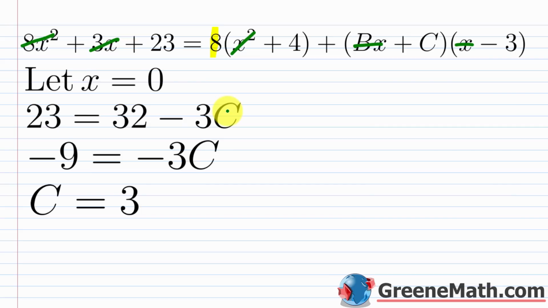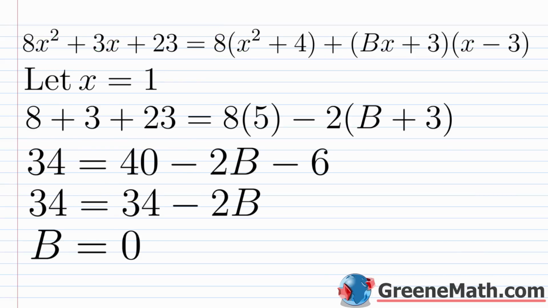What you would do here is subtract 32 away from each side. That would give you -9 is equal to -3c. And then you would divide both sides of the equation by -3, and you would get c is equal to 3. Okay, so we're going to replace our c with 3. So we did that there.